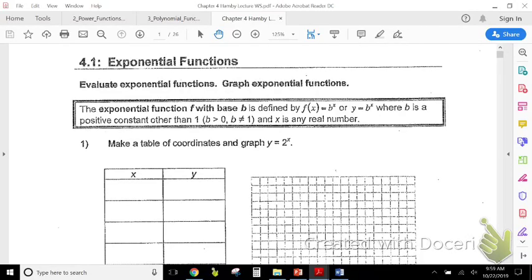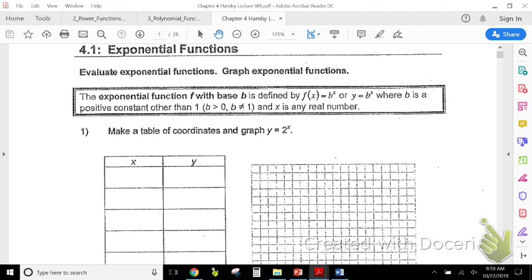All right, so we're going to evaluate exponential functions, and we're going to graph exponential functions. It starts out telling us to remember that an exponential function f with the base b is defined by f of x equals b to the x, or y equals b to the x, where b is a positive constant other than 1, and x can be any real number.